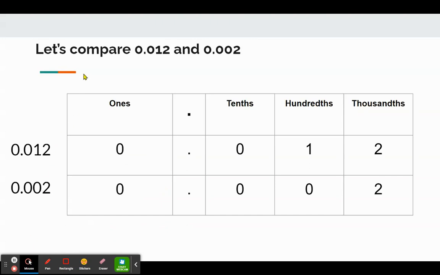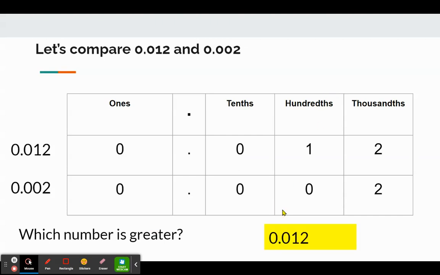All right, let's go ahead and compare some decimals now. So we're going to compare 0.012 or 12 thousandths and 0.002 or 2 thousandths. So I went ahead and placed them in our place value chart. Now, which number is greater?